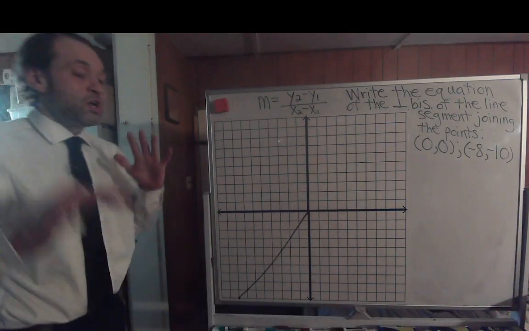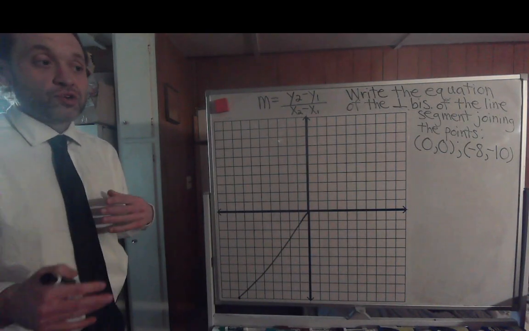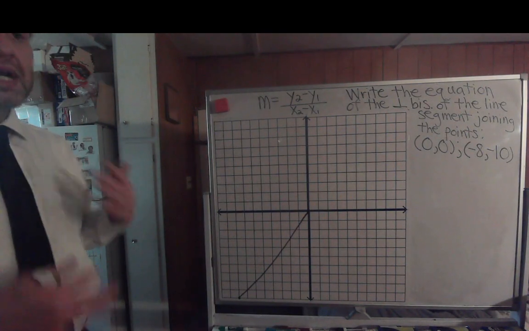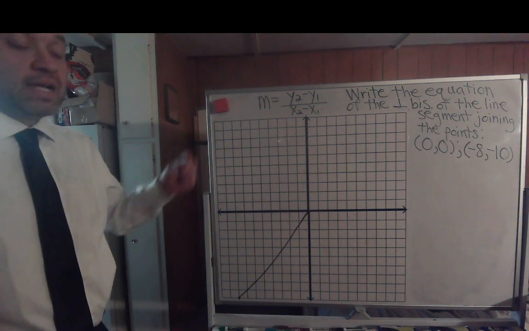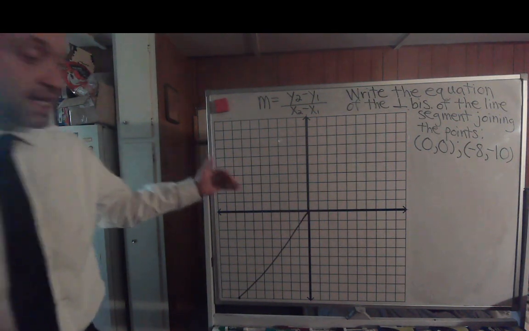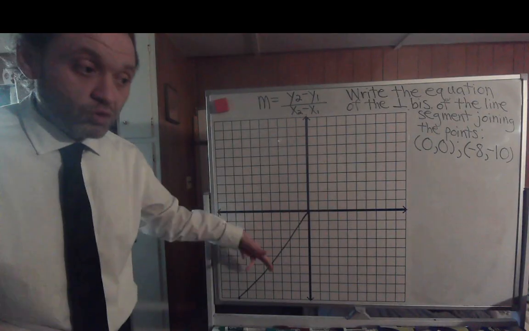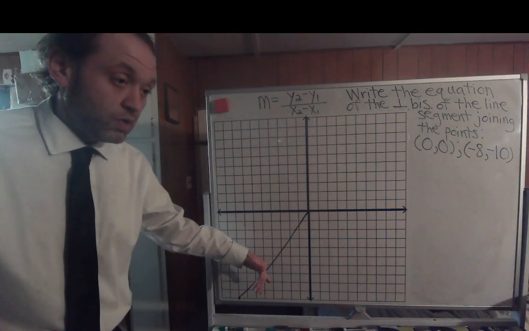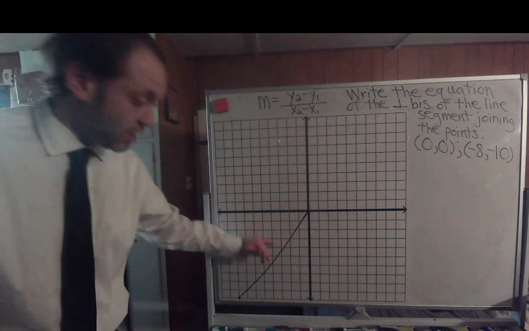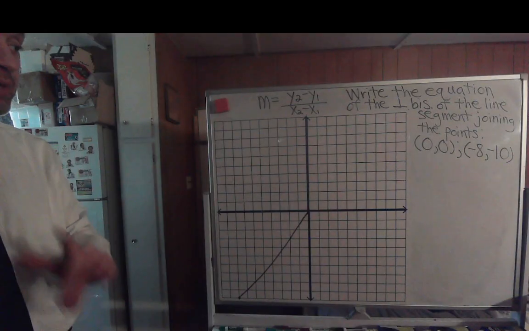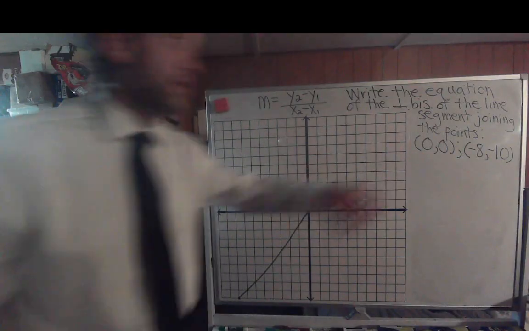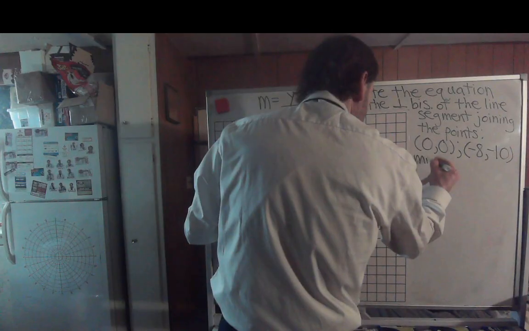So if we recall from geometry, what is a perpendicular bisector? Well, the bisect part means it's a line segment that intersects this line right in the middle of the line. It intersects it right in the middle. So what does that mean then? In the middle of the line means we have to find the midpoint of this line segment, don't we? So let's find the midpoint, okay?